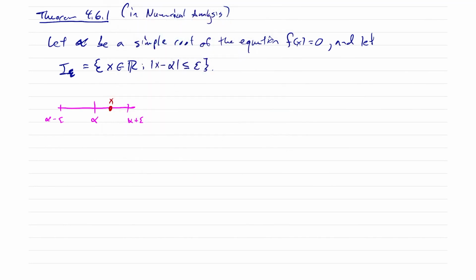Okay, so we're there, and we're going to assume that f is, say, C2 over this interval. So it's twice continuously differentiable over this interval I.